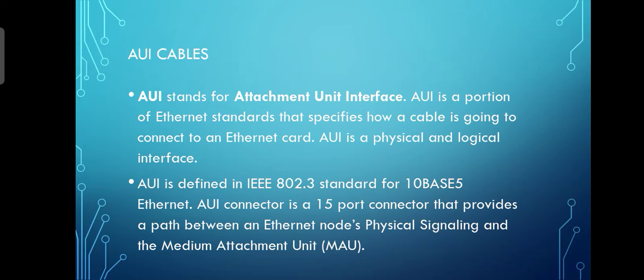Next is AUI cables. AUI stands for Attachment Unit Interface. AUI is a portion of the Ethernet standards that specifies how a cable is going to connect to an Ethernet card. AUI is a physical and logical interface. AUI is defined in the IEEE 802.3 standard for 10Base5 Ethernet. The AUI connector is a 15-pin connector that provides a path between Ethernet nodes, physical signaling, and the medium attachment unit, MAU.